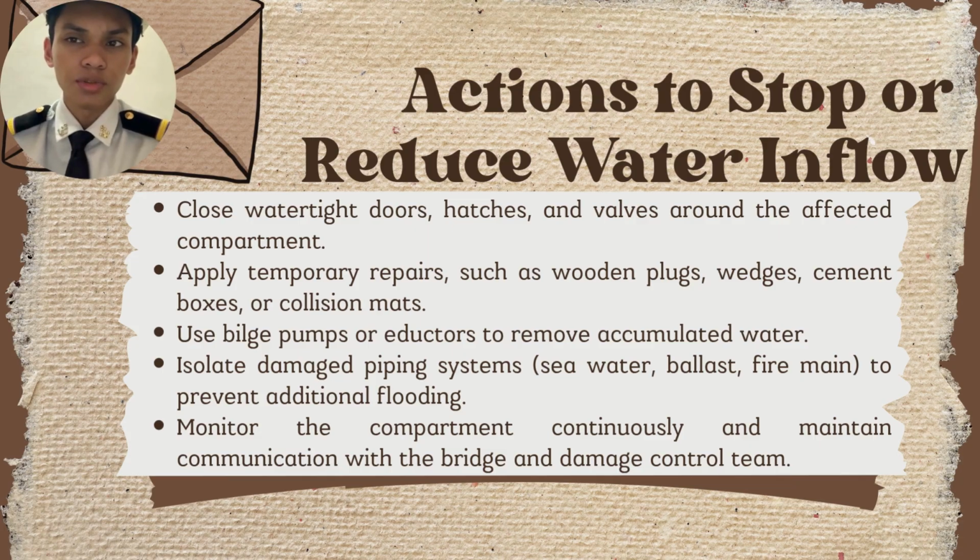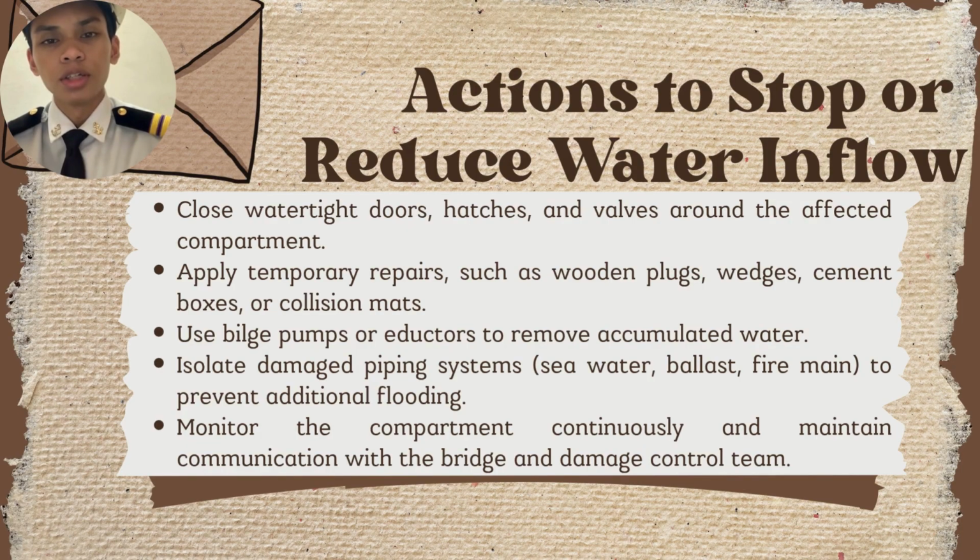With that, let's go over the actions to stop or reduce the actual water flow. So first, what you want to do is to close the watertight doors, hatches, and valves around the affected compartment. Next is to apply the temporary repairs such as wooden plugs, wedges, cement boxes, or collision mats. The next step is to use bilge pumps or eductors to remove the accumulated water.